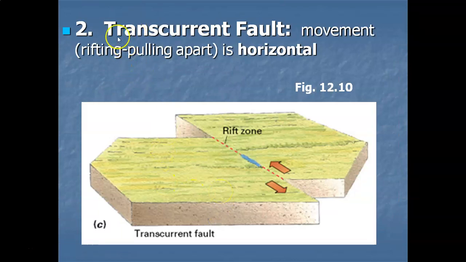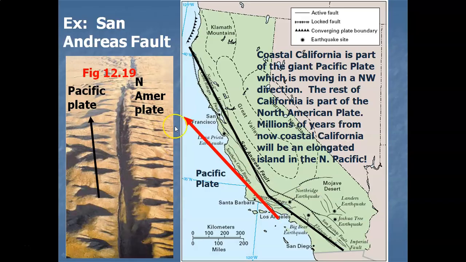This second example is called a transcurrent fault. Now, again, you've got to have movement, but in this case, the movement along the fault line is horizontal, all right? Horizontal. So you're not going to wind up creating giant mountain ranges. And so this is the rift zone, the pulling apart, along the transcurrent fault, but the movement is side to side. Now, the best example of a transcurrent fault in the United States and probably even the world is the famous San Andreas Fault of California.